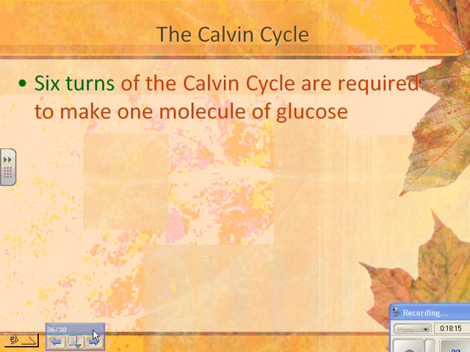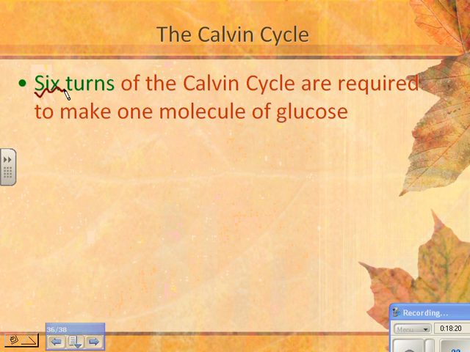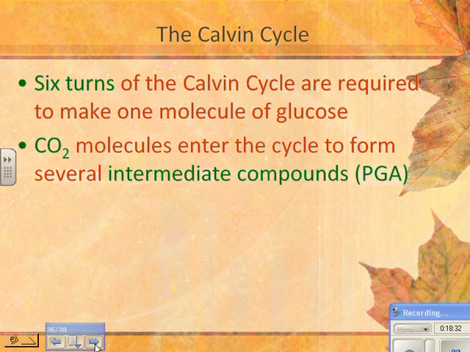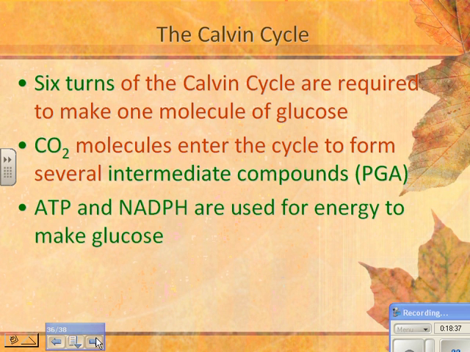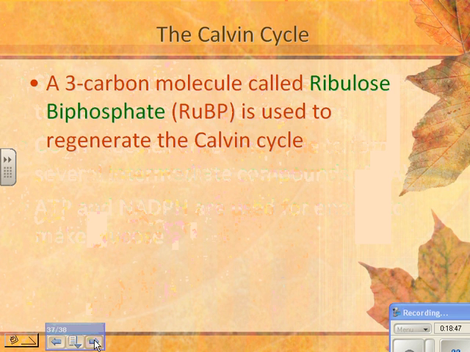So with the Calvin cycle, it takes a bunch of turns to make 1 molecule of glucose. The reason we say 6 is because if you think about CO2 and you're making C6H12O6, you've got to imagine you've got to go around 6 times. So CO2 molecules enter the cycle to form several intermediate compounds. And ATP and NADPH are used for energy to make the glucose. So you phosphorylate stuff and you put on some hydrogens and some electrons. A 3 carbon molecule, and you don't need to know the name of it, is used to regenerate the Calvin cycle.